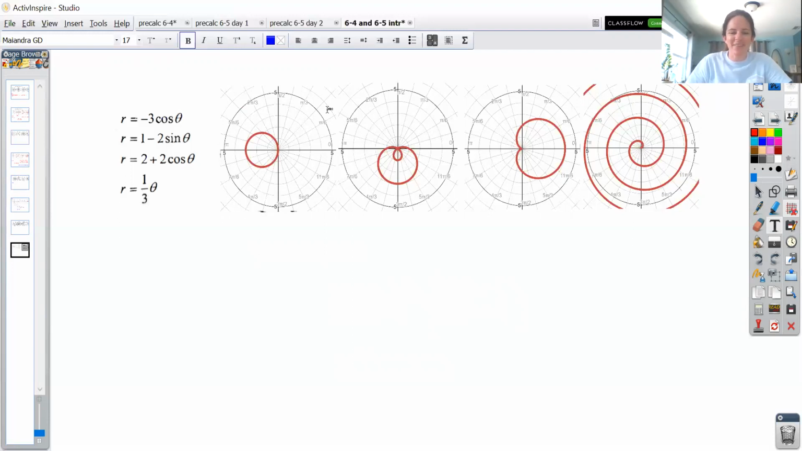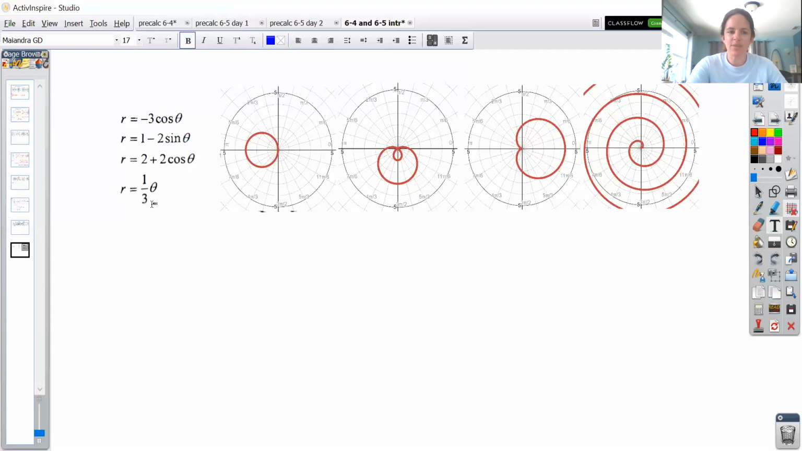These are what we're going to be learning how to do in 6.5. For the next one, the 2 plus 2, you'd know that the max would be 4 and that the minimum would be 0. So the only thing different about this one than the line above it is that this is cosine, and you'll see that the maximum occurs now on the positive x-axis because this is a plus cosine theta. And then the last one I just threw in there for fun.